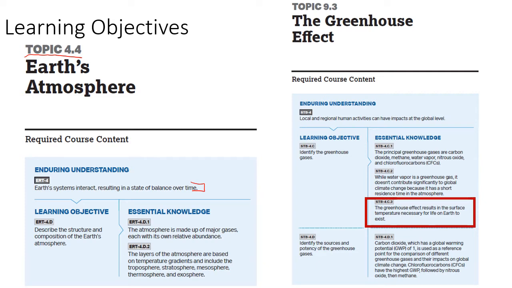The learning objective is to describe the structure and composition of the Earth's atmosphere. This is what we're going to stay with most of the time. And we'll talk about the essential knowledge at the end as usual. We're also going to touch on one other learning objective. This is topic 9.3, the greenhouse effect. And we're really just going to talk about this one, what the greenhouse effect is and what it results in.